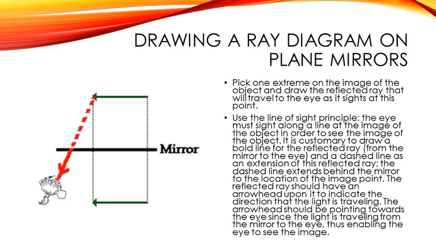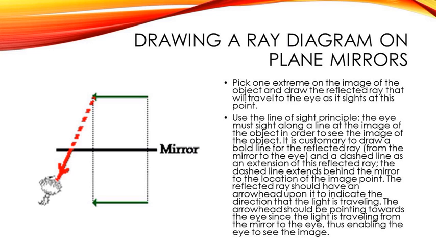Okay, so this is my little diagram with an eye. The light ray is going to be coming to the eye, dotted on one side and solid on the real side. Use the line of sight, as the eye must sight along a line at the image of the object in order to see the image of the object.